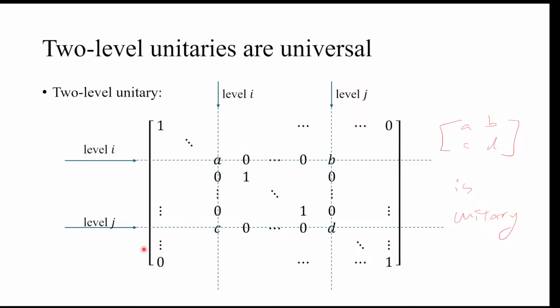Think about it this way: if this is an n-qubit unitary, then it will have 2 to the n different dimensions here, and 2 to the n different dimensions here. They will pick two specific dimensions, dimension i and dimension j, and between those two dimensions you have the unitary A B C D. On all other dimensions the unitary acts as identity. Okay, so this is a two-level unitary.